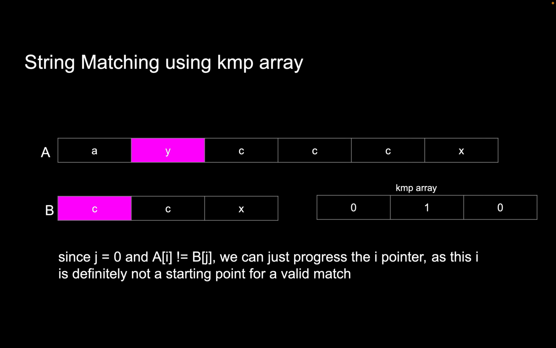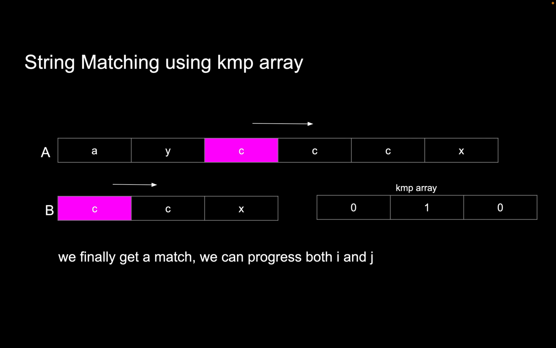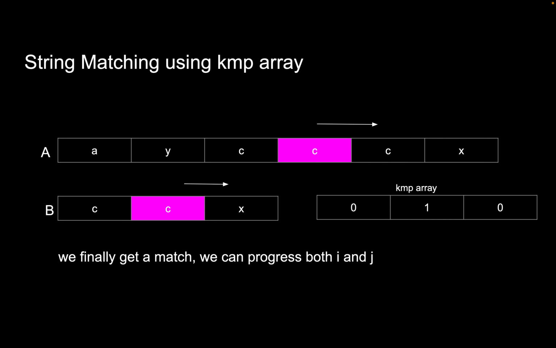We progress the i pointer forwards again, we check the next character, they're not the same, so we progress it forward. And now we finally get a match with a2 matching b0, right? i is 2 and j is 0. So now we can progress both i and j, and we check for the next valid character in the string. We get a match again, so c and c match, right? So we can progress both i and j from here to here.